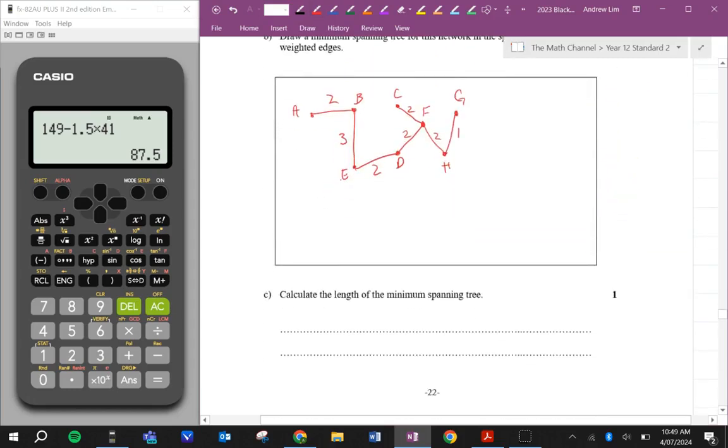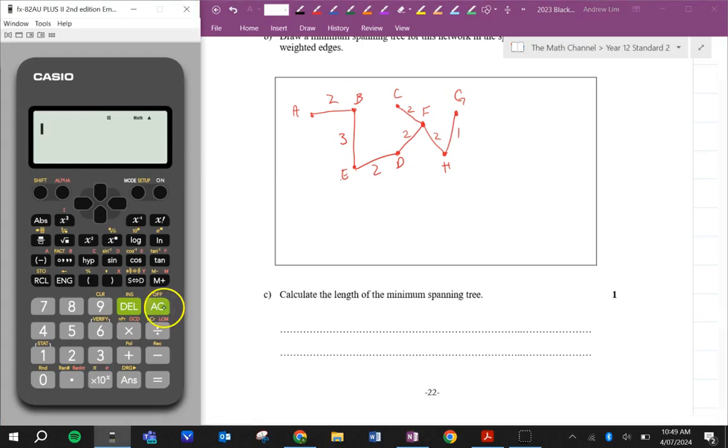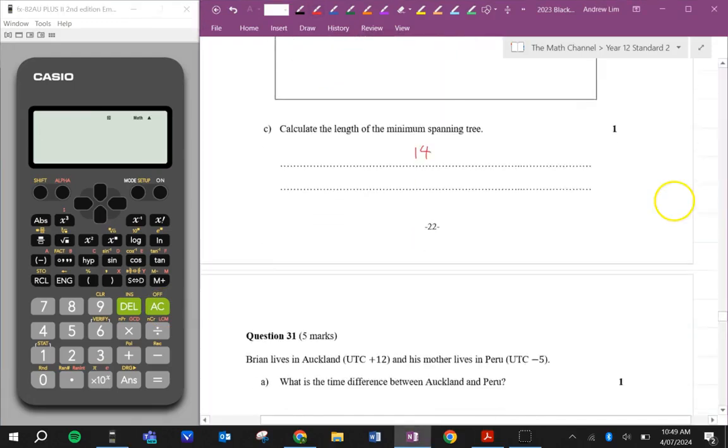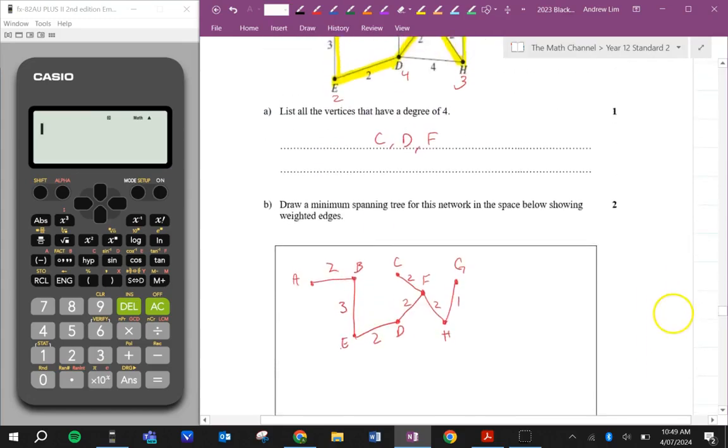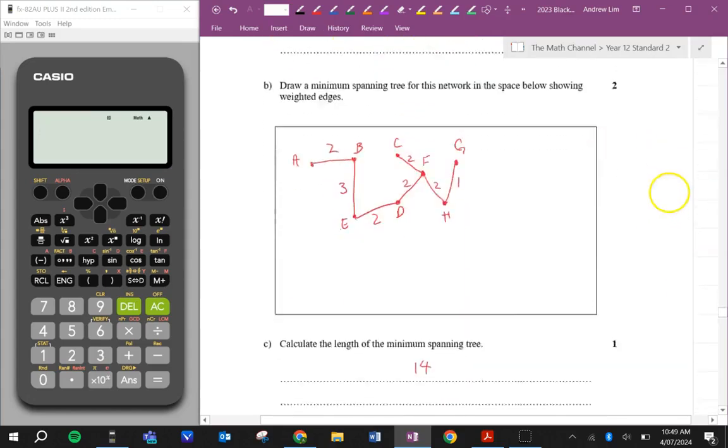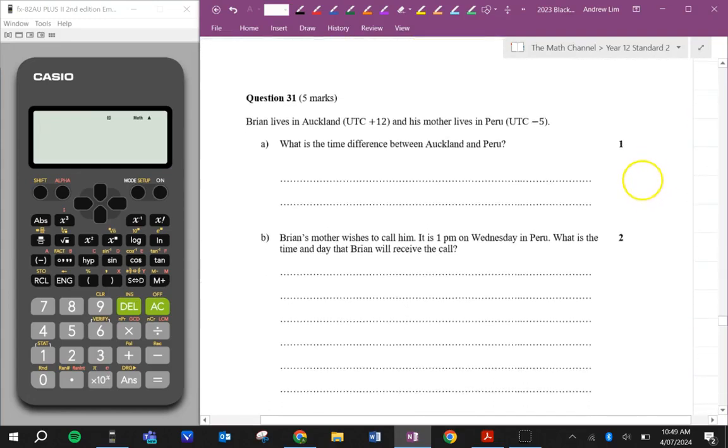Calculate the length of the minimum spanning tree. So now we're just going to add these numbers. 2, 4, 6, 8, 10, 13, 14. I'm just going to see if there's any unit. No, there's no unit. So I'll just leave it as 14.